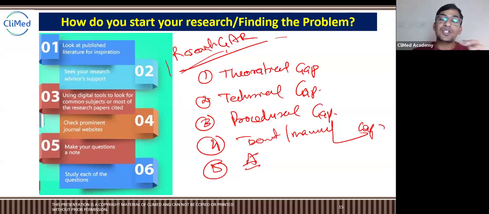Or we have those studies in Caucasian populations or Afro-American populations, but we did not do any such studies in the Indian population, right? So that is called a theoretical gap, right? That kind of thing, epidemiological gaps, epidemiological differences, these are called theoretical gaps.